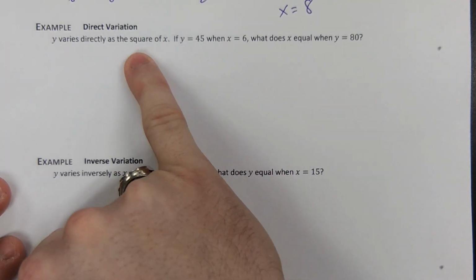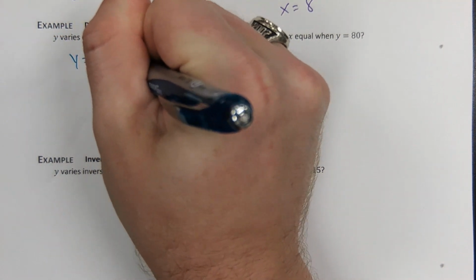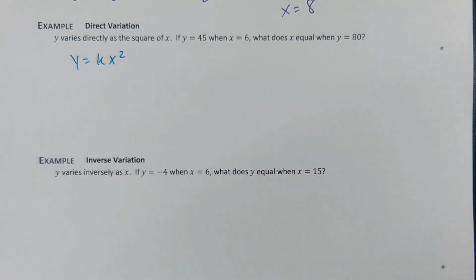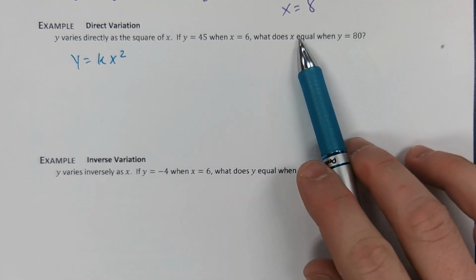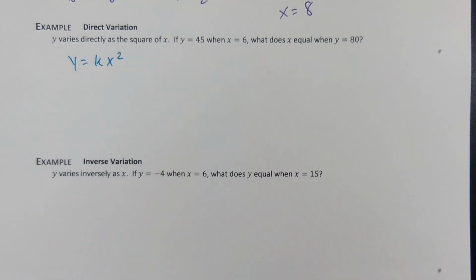Now this one I did intend to say as the square of x. So this one says y varies directly as the square of x. So not y equals kx. Y equals kx squared. But other than that, it's the exact same style question. We're going to drop in the x and the y that we're told. We'll use it to solve for k. Then once we know k, we'll plug in something else we're told and solve for what is left. Okay. Y is 45 when x is 6.